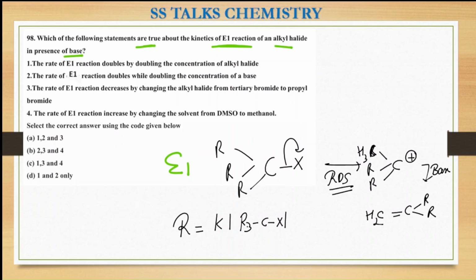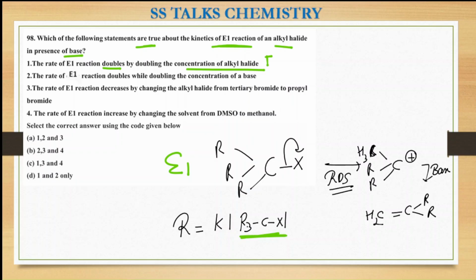Now let us see all of the statements. It says that the rate of the E1 reaction doubles by doubling the concentration of the alkyl halide, right? So it is true. If you double the concentration of this alkyl halide, your rate of reaction will also be doubled, because your rate is dependent upon the alkyl halide concentration only, right? So the first is a true statement.